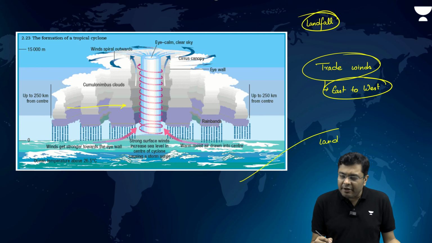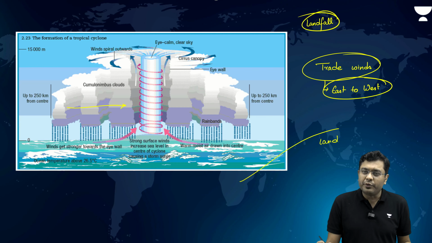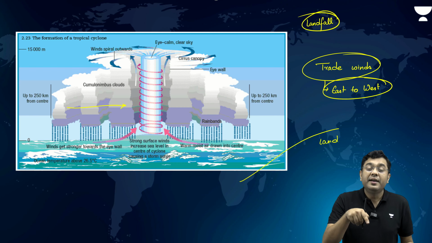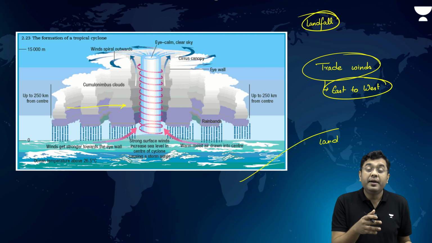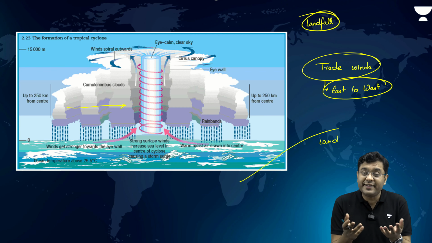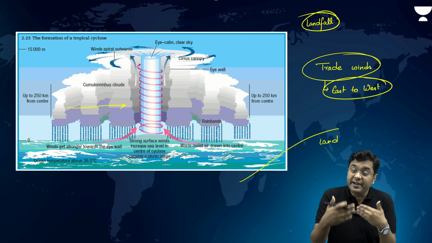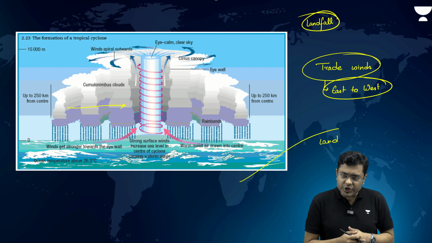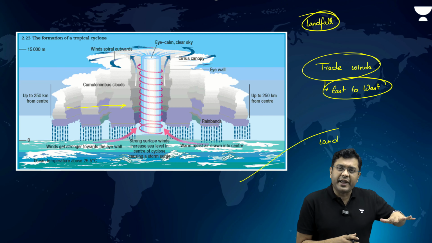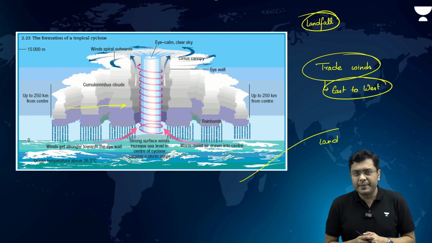And when you have the landfall happening, that is when the moisture supply gets cut off. And that is when the cyclone starts weakening, because no moisture supply means no latent heat of condensation, means no further intensification of the low pressure. Rainfall will cool down that region, and the end of the cyclone is basically achieved.